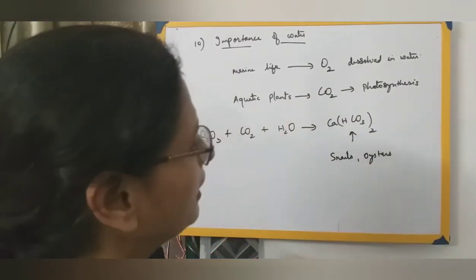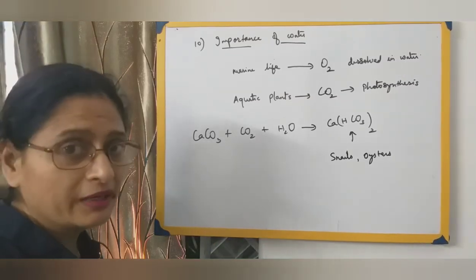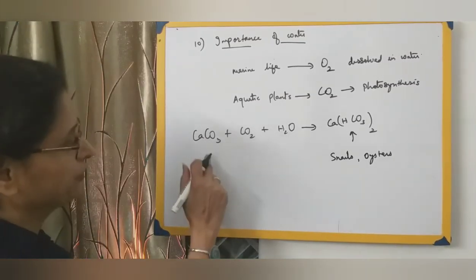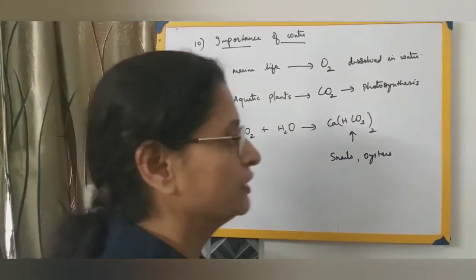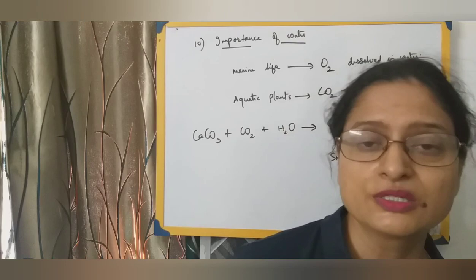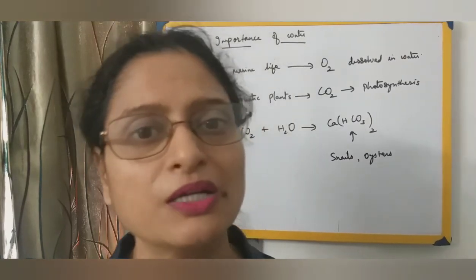Now how has this calcium bicarbonate been formed? By the reaction: there is some limestone in water, deep inside the oceans there is some calcium carbonate. So calcium carbonate plus carbon dioxide plus water forms calcium bicarbonate. So this is how water is useful to all of us, and we have finished with the physical properties and importance of water. We will continue further.